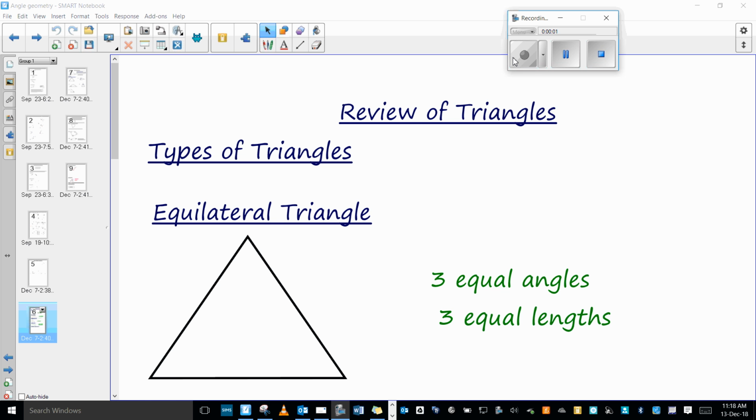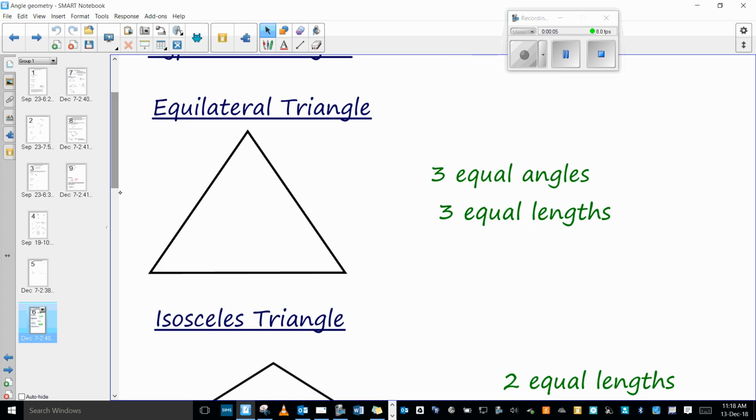Different types of triangles. There's an equilateral triangle that has 3 equal angles, 3 equal lengths. We normally show equal lengths by putting the same mark on the sides that are equal. And what measure of angle are each of these? 60 degrees. Good. So we know they're all 60 degrees because we know they add up to 180 and they're all equal.